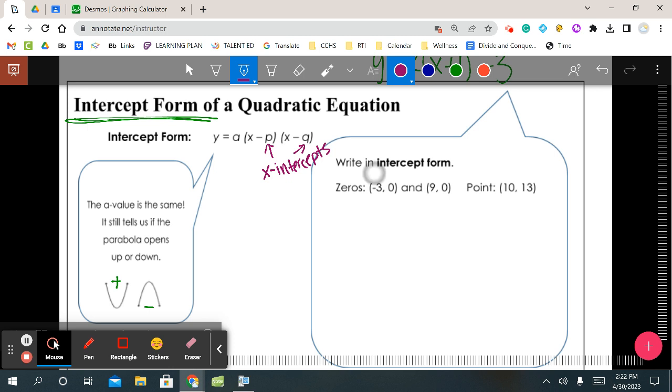So these are my zeros. One is going to be my p. The other is going to be my q. And then my point is going to be my x and my y. So I'm going to plug these in, kind of like we've done on our word problem previously, and then I'm going to find my a value. So I'm going to write my intercept form.